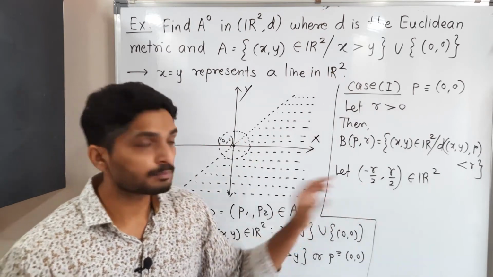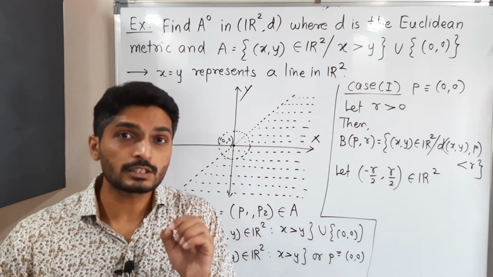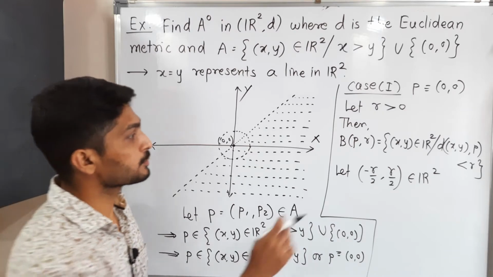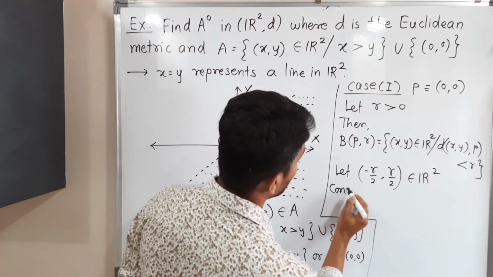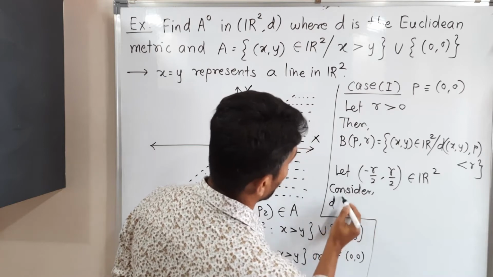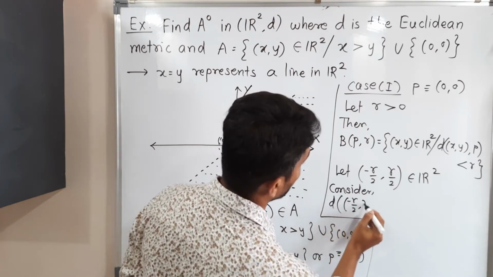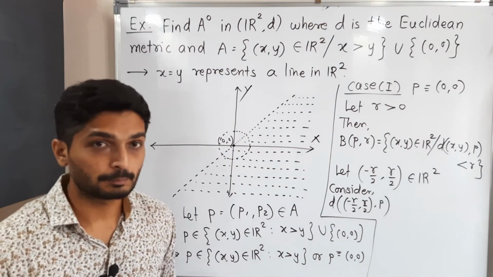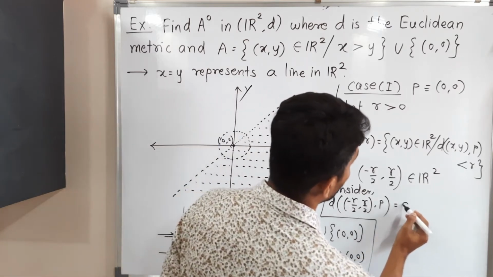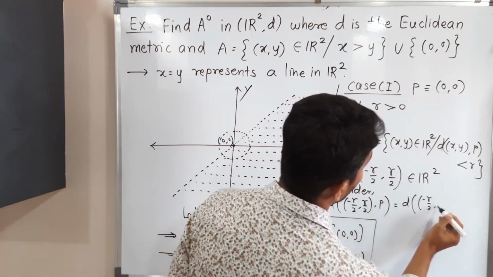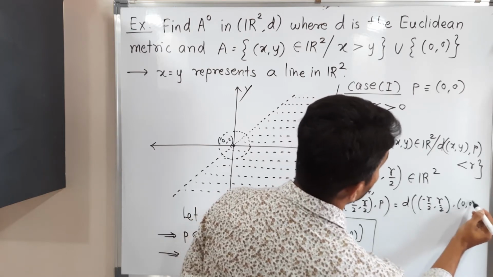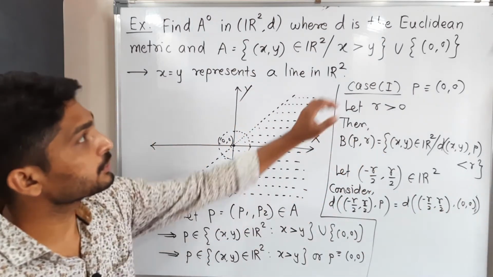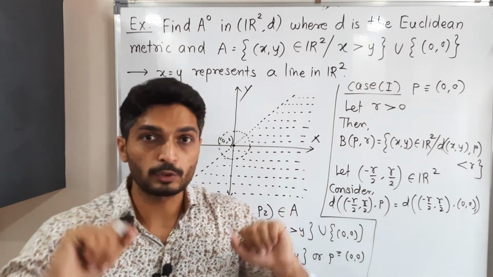See, I will show that this point lies inside the ball but it does not lie in the given set. How to prove that this point lies in the ball? That means the distance of that point from the center of the ball should be less than its radius. So let us find the distance of this point from the center of the ball. Consider the distance of this point, minus r by 2, r by 2, from the center of the ball, which is P. Getting? So this is equal to the distance of minus r by 2, r by 2 from P, meaning the origin 0 0. See, d means distance, but what have they mentioned? This is a Euclidean distance. Euclidean means norm. Using the norm we can find it.